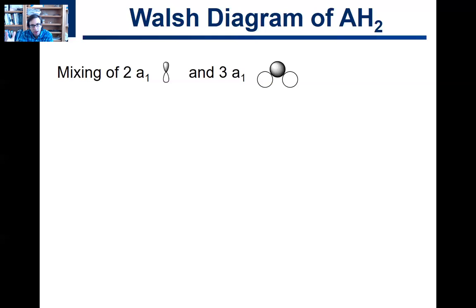And so let's think about this. What are we mixing? We're mixing a p orbital, essentially. That's the 2A1, and the 3A1, which is this molecular orbital consisting of S. So let's think about this pictorially. We're going to mix these constructively and destructively. So constructively, we just add them, right? And so we're going to get that.